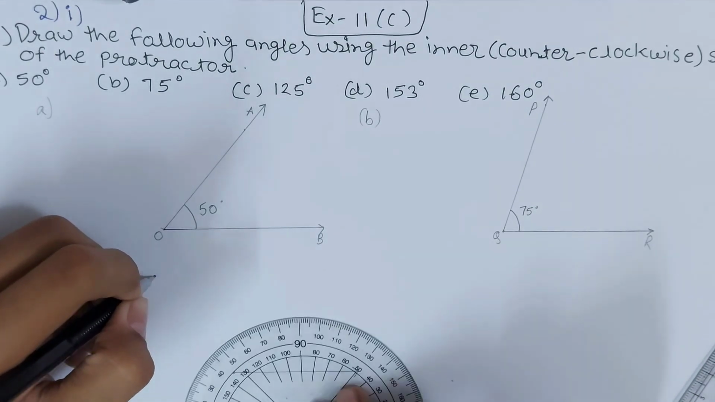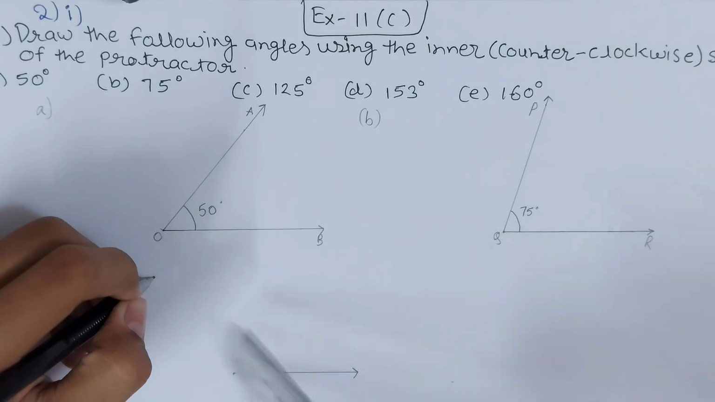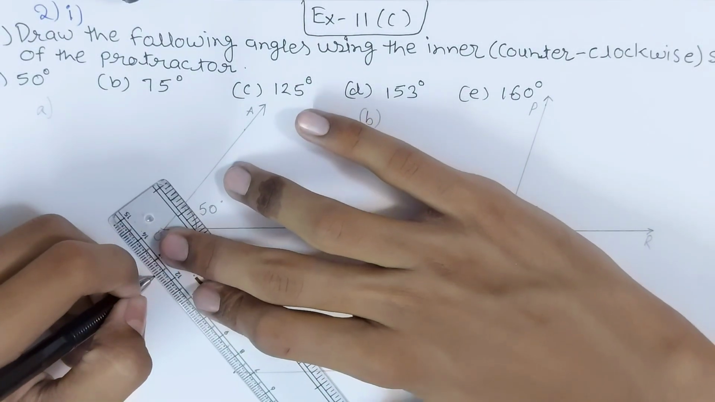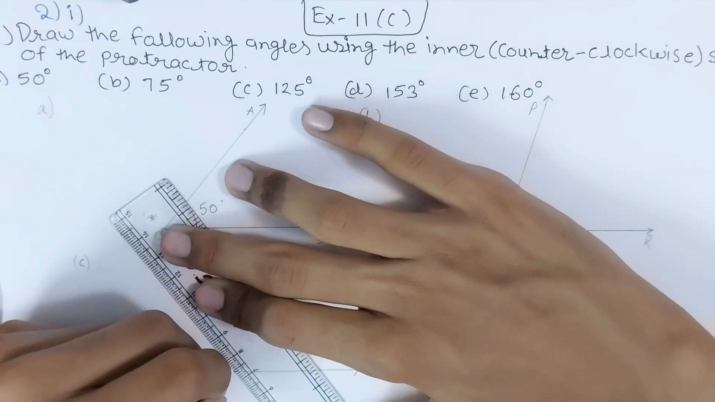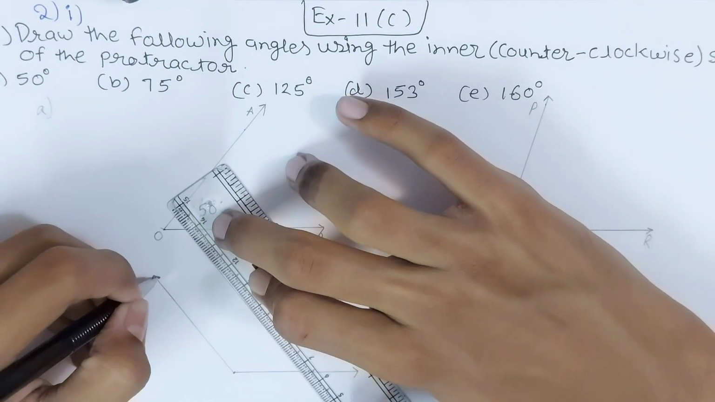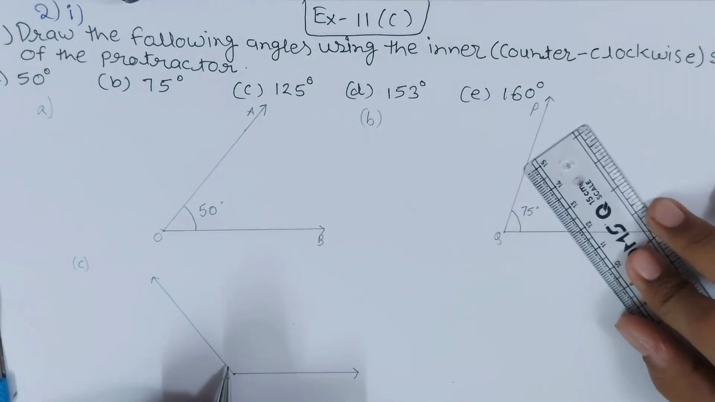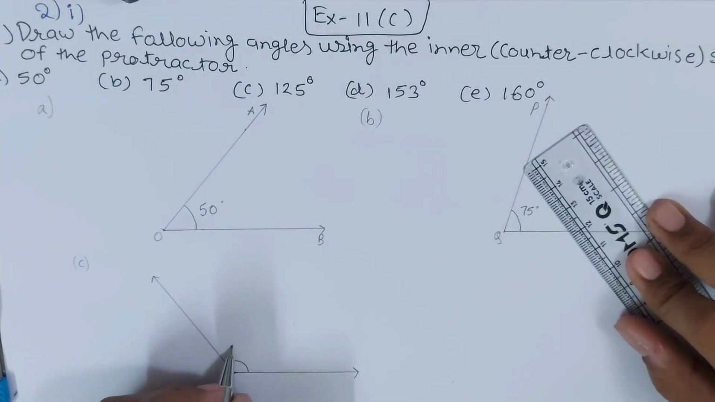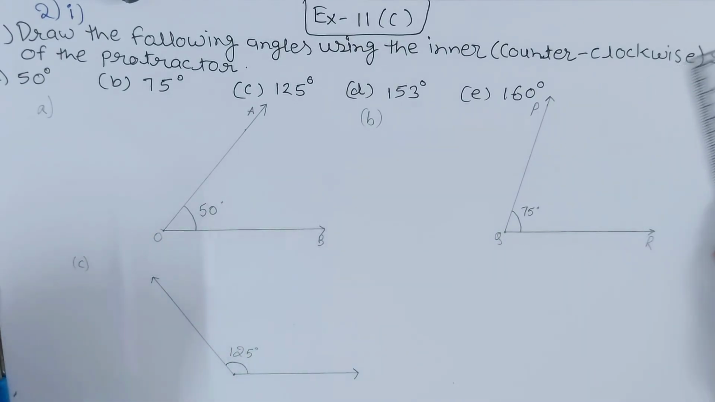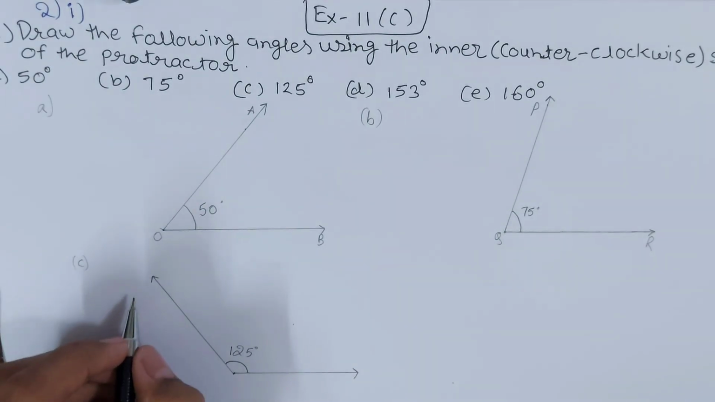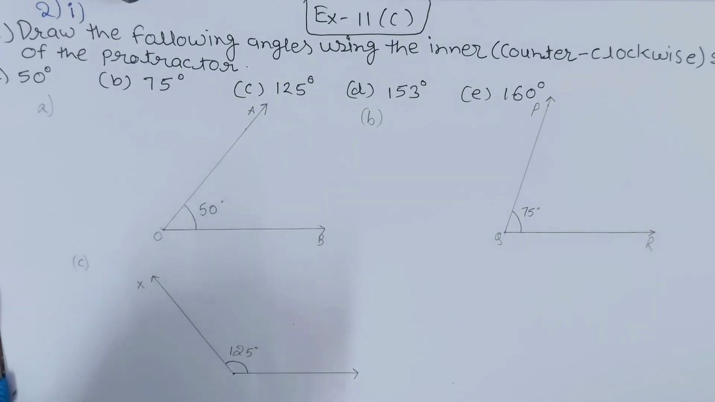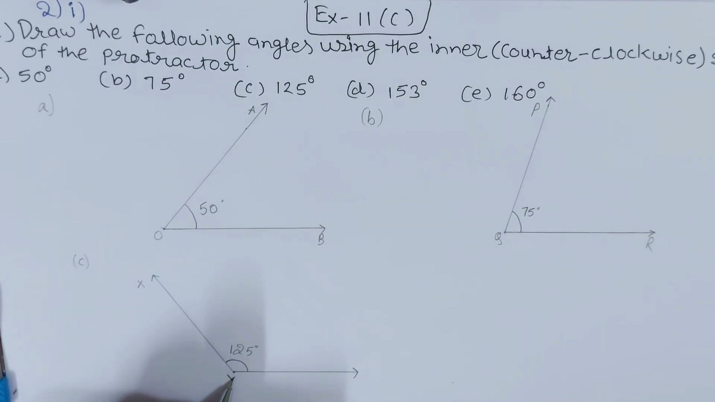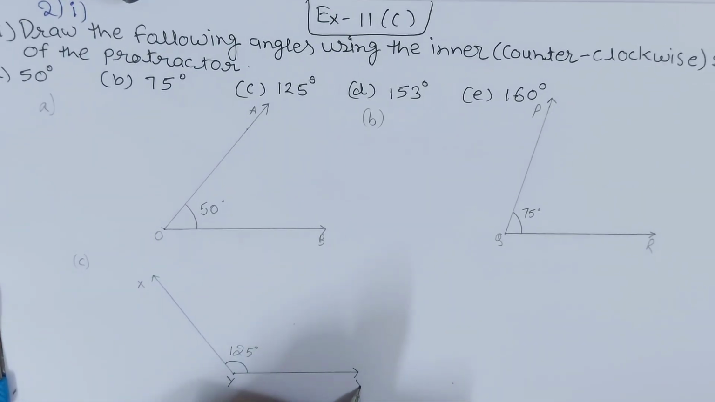You can mark it, take your ruler and join. Put the arrows, make it a ray, indicate this is 125 degrees. You can again give the names to these points. Let's say this is X, this is Y, this point right here is W. So we have made an angle of 125 degrees.